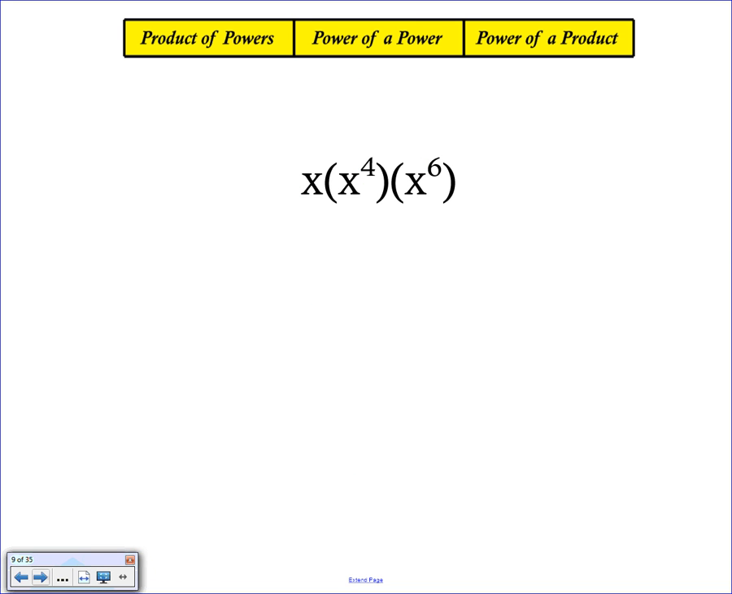Okay, here are the examples that we did not do in class. I have multiplication across this entire problem. The very first term has an exponent of 1, even though there's nothing written there. I'm multiplying to the same base, so I can add the exponents, add the 1, the 4, and the 6, so I get x to the 11th power.